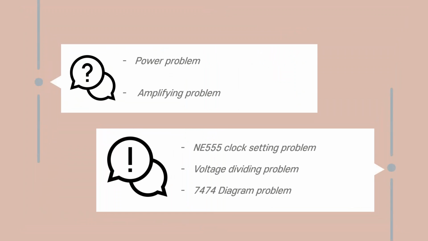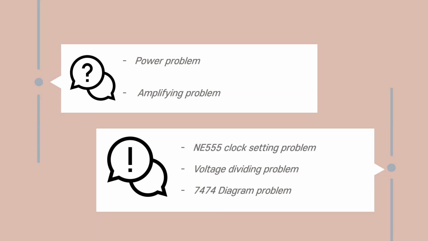This is our consideration. First, we had a power problem. Power was given by a 9-volt battery, but the volume was too low because it was lower than the voltage required by the amplifier and speaker. So we decided to give 12-volt power from the power supply.